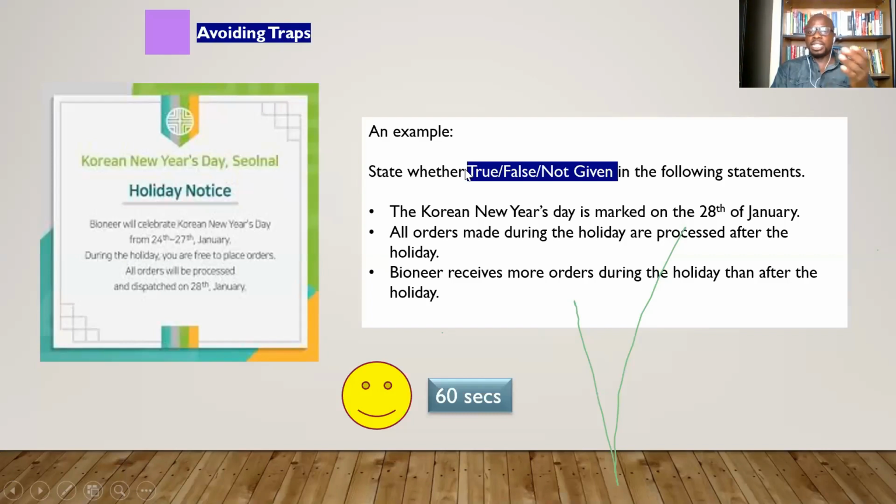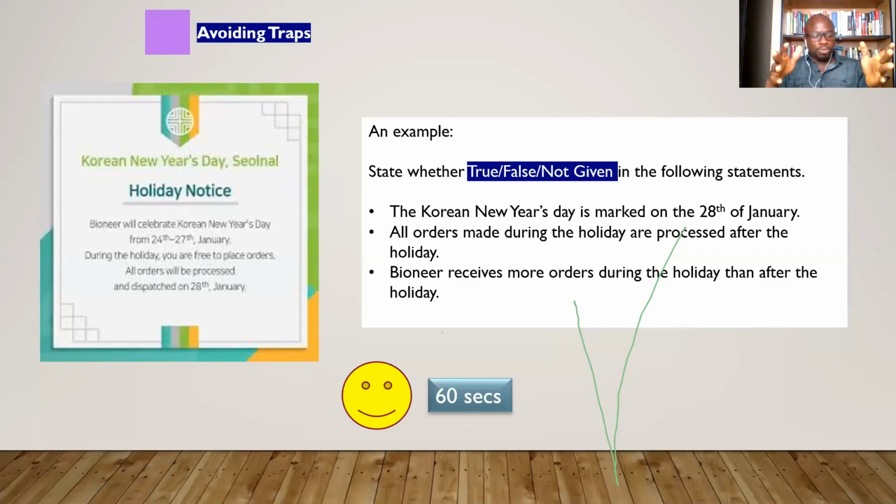Now the question states: state whether the statements given below are true, false, or not given in the passage. The first one is: the Korean New Year's Day is marked on the 28th of January. The second one is: all orders made during the holiday are processed after the holiday. And then the third one is: Pioneer received more orders during the holiday than after the holiday.